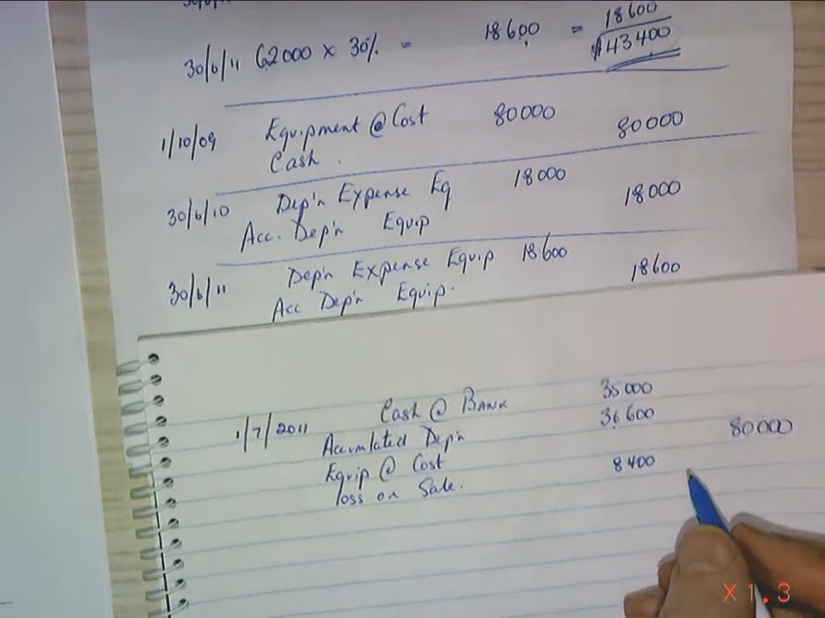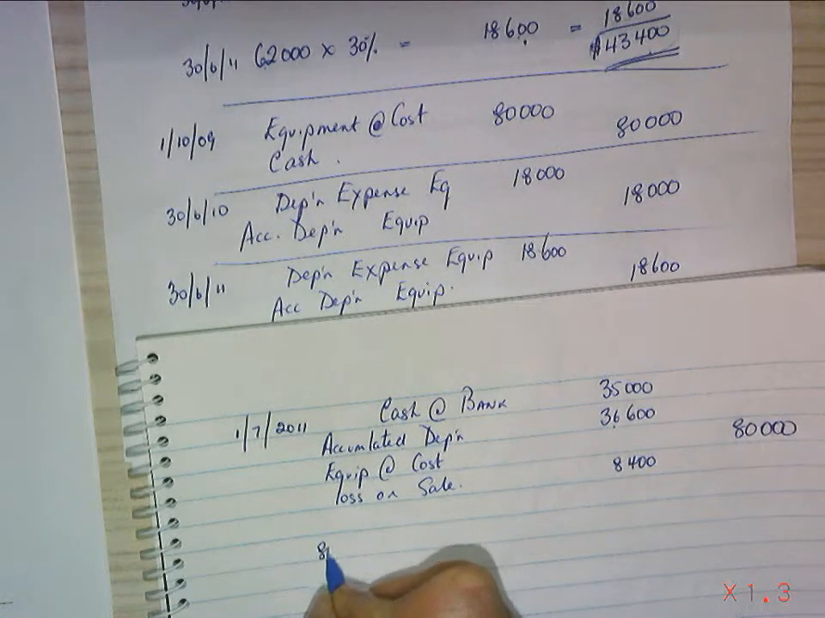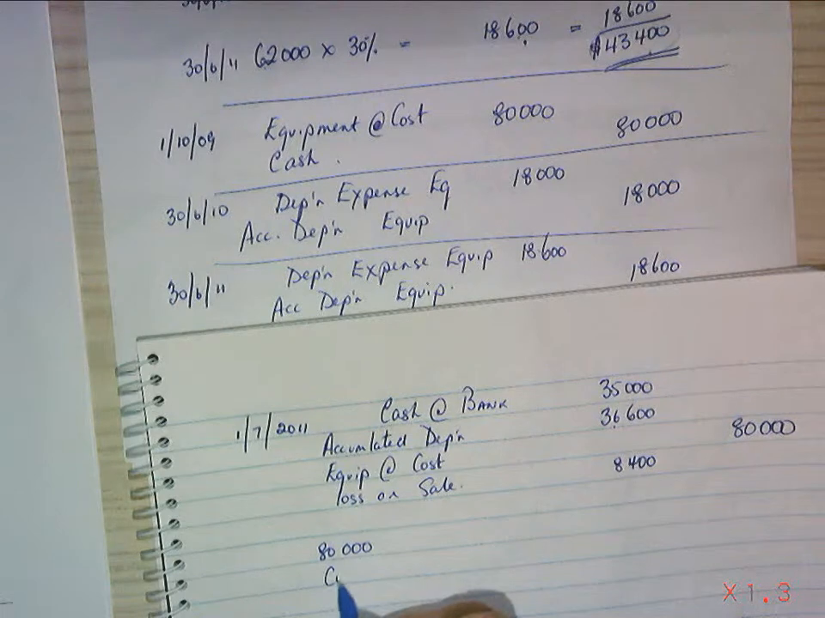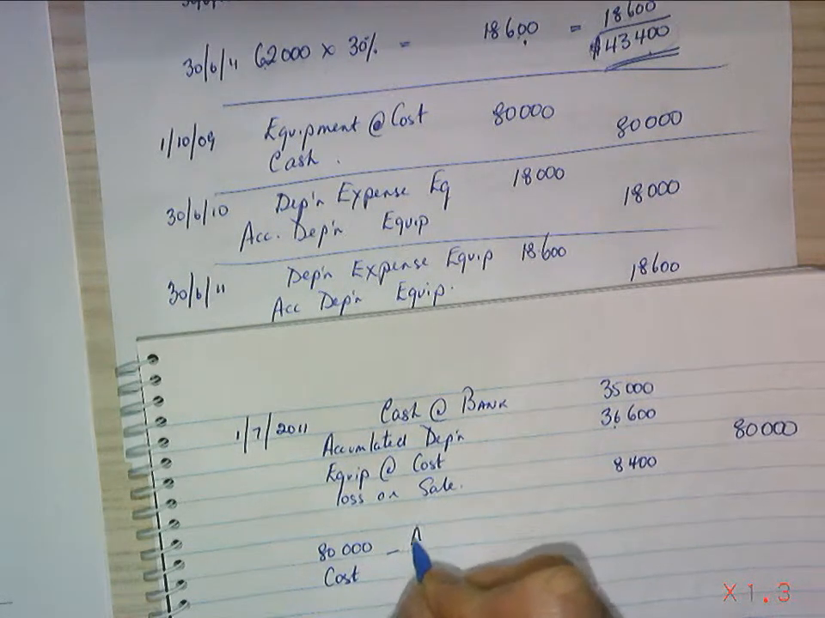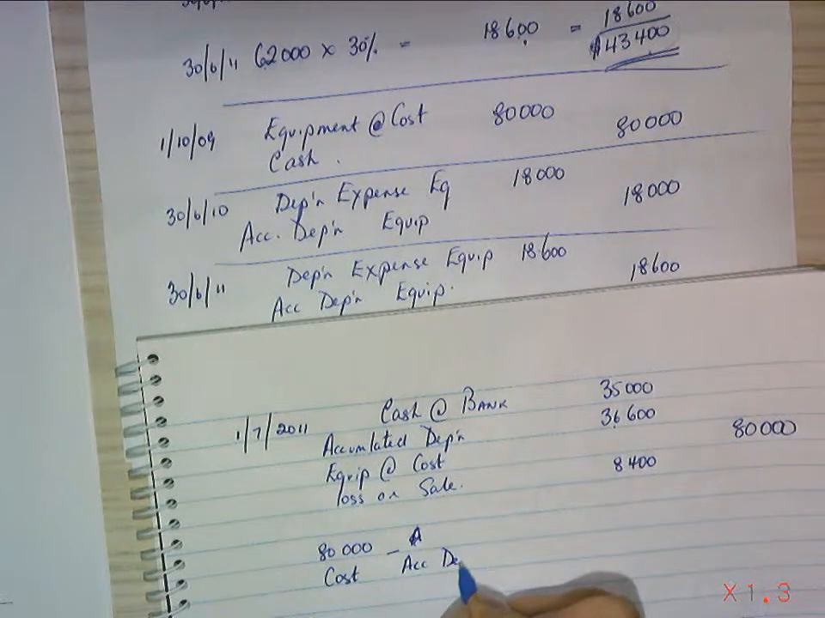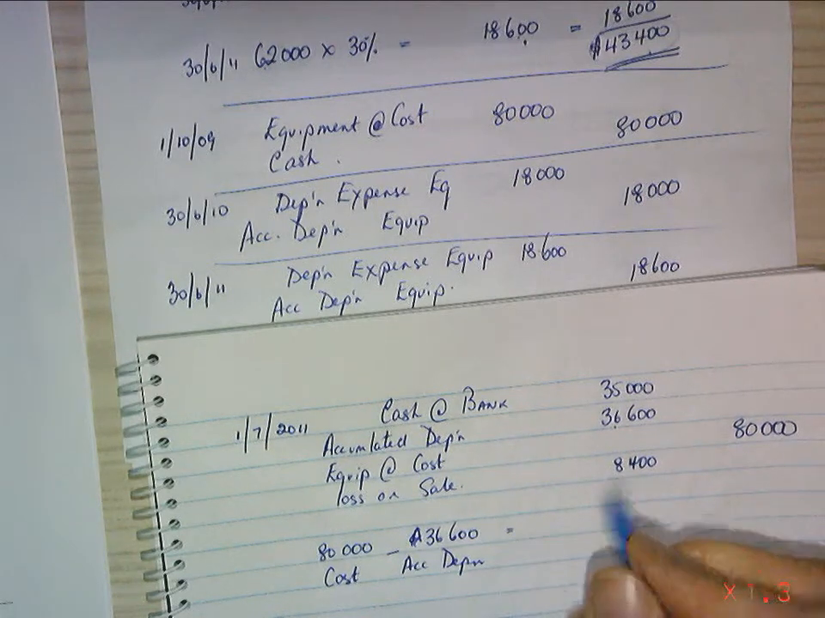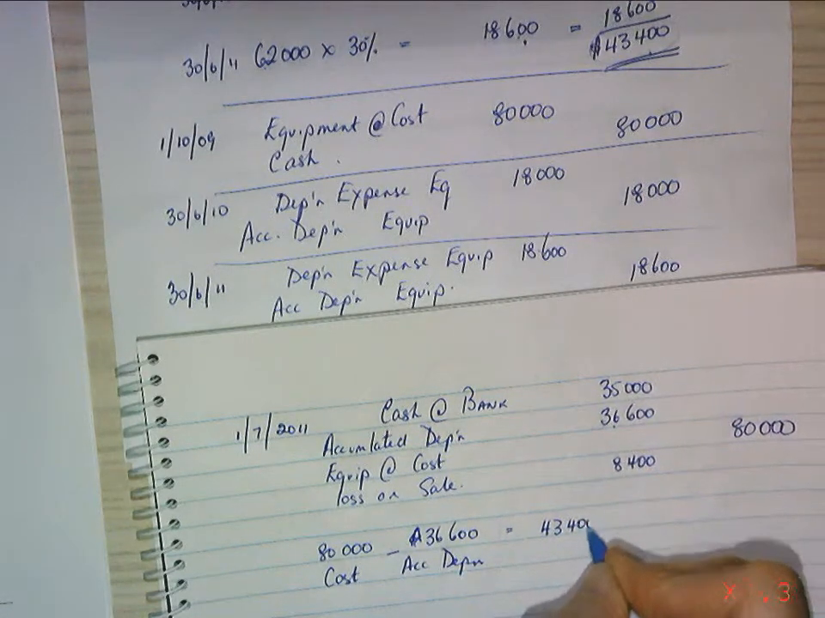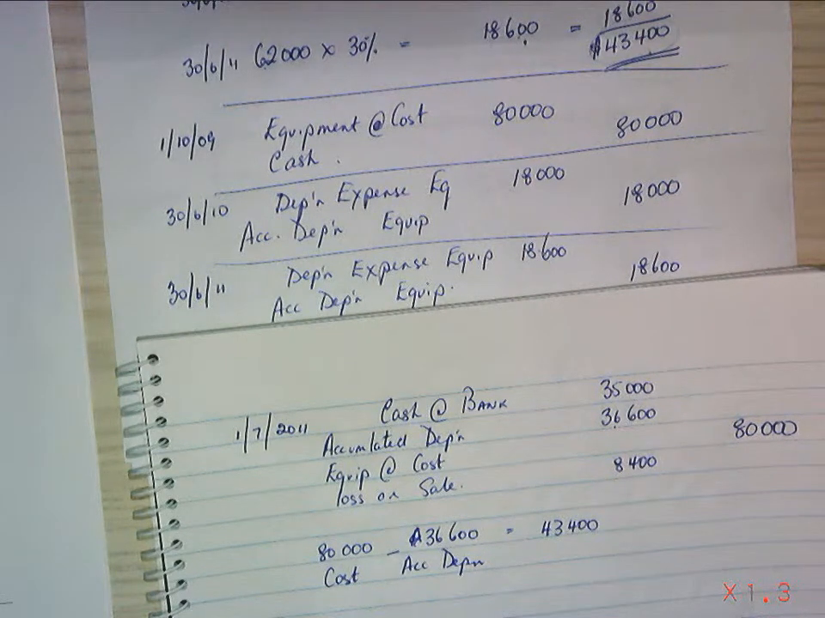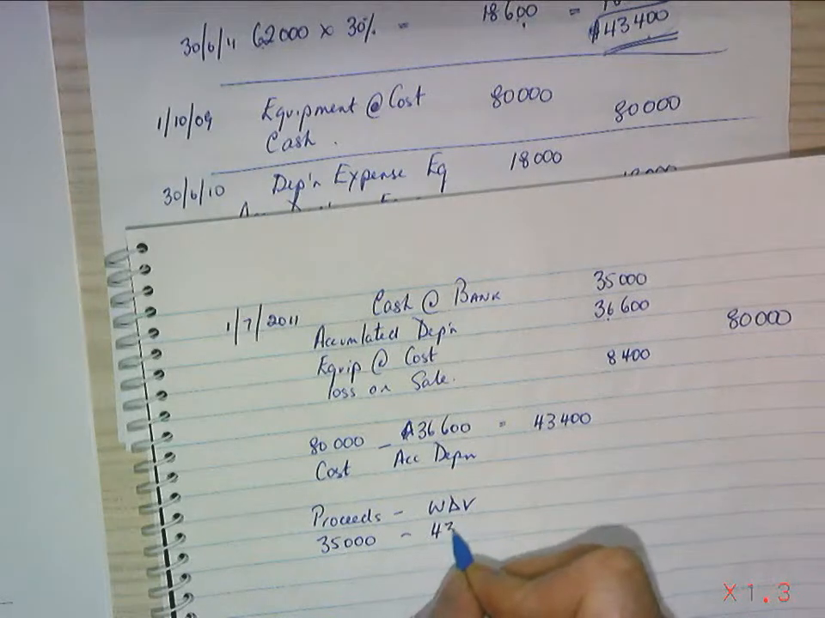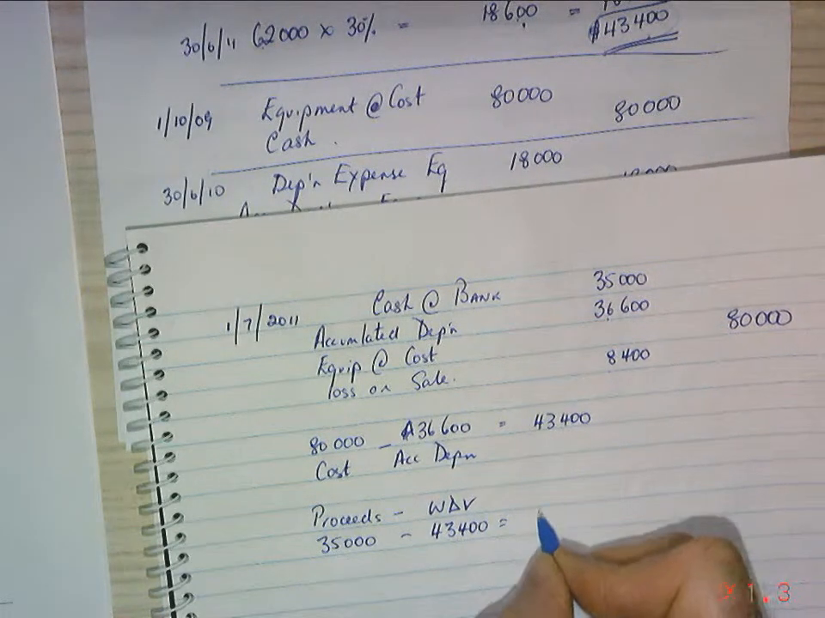And I'll show you how I calculated that. It's my 80,000, which is cost, minus accumulated depreciation of 36,600, equals 43,400. And then proceeds minus written down value, which is 35,000 minus 43,400, equals a loss of 8,400.